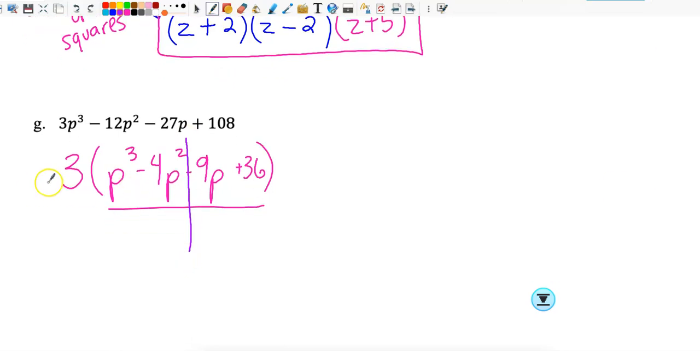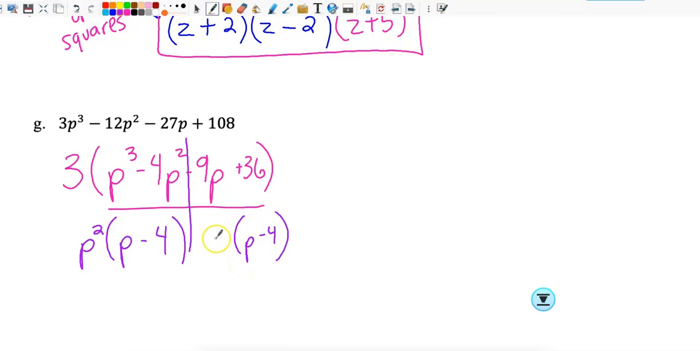This 3, I'm going to ignore it for the moment. It's going to be in my final answer. So what do these 2 terms have in common? They have a p squared in common. If I take a p squared out, I'm going to have p minus 4. That parenthesis has to repeat, p minus 4.